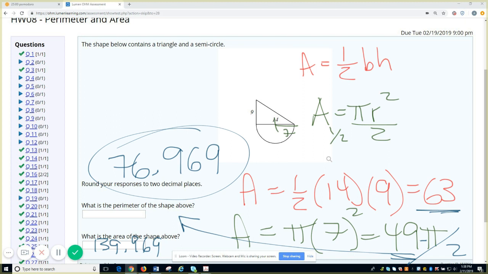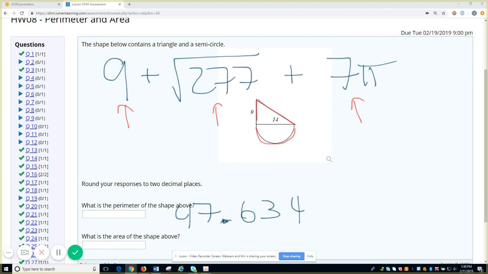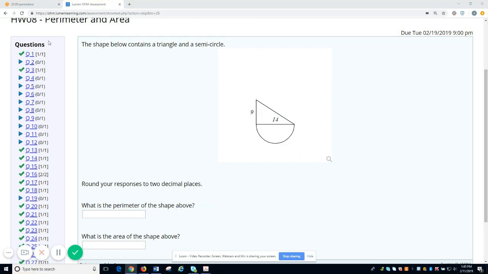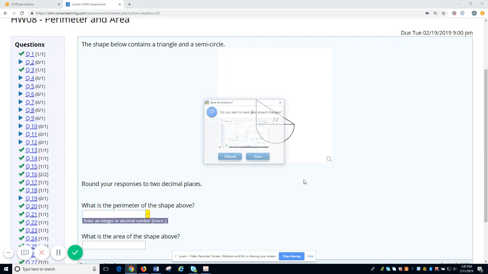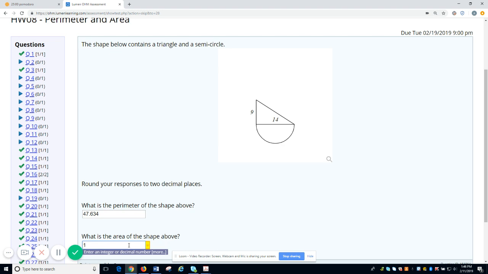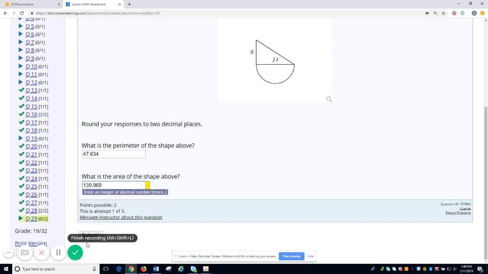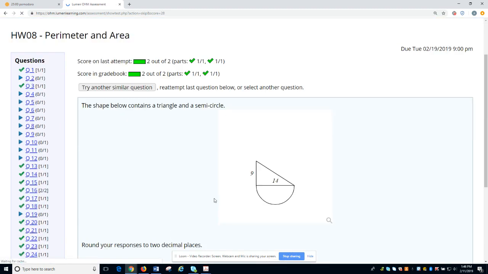Here's the moment of truth. Go back, actually. My perimeter was 47.64. And 139.9. Yay.